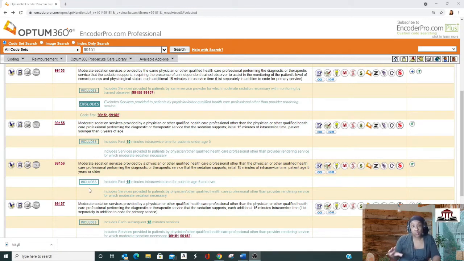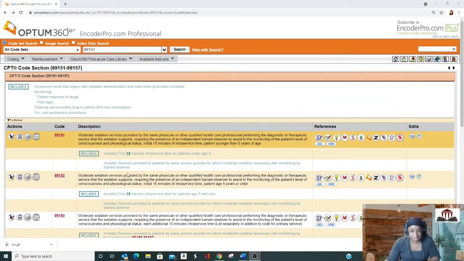That provider's role relative to the radiology procedure is only the sedation, because that provider who's doing the sedation does not do the radiology procedure. That's being done by the radiologist. And that is where your second set of codes come in.